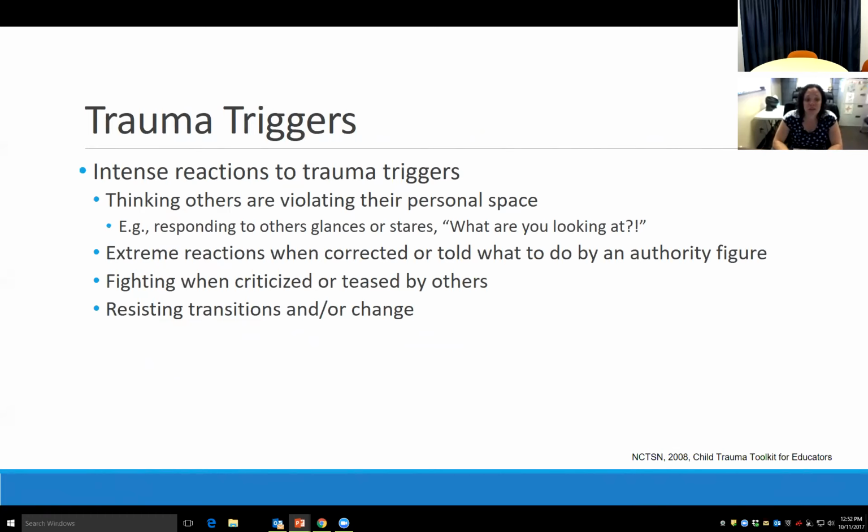Thinking others are violating their personal space. So feeling like anytime someone is looking at them or staring at them, that is an affront in some way. I have someone I work with which this happens. And think about in a school day, how many times people look at someone. If that is intimidating or is a trigger for you, that's going to really disrupt your entire school day. Having reactions when interacting with authority figures, fighting when criticized, or struggling with transitions, which is very common with little kids.